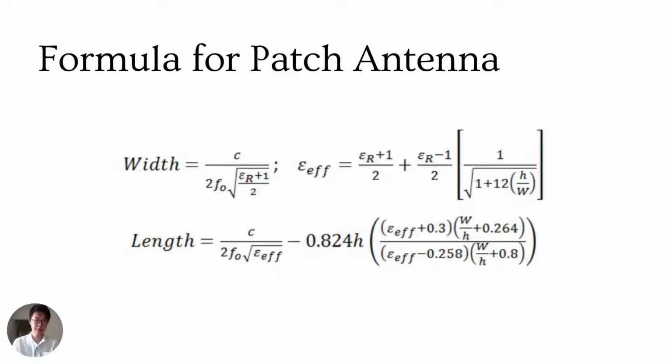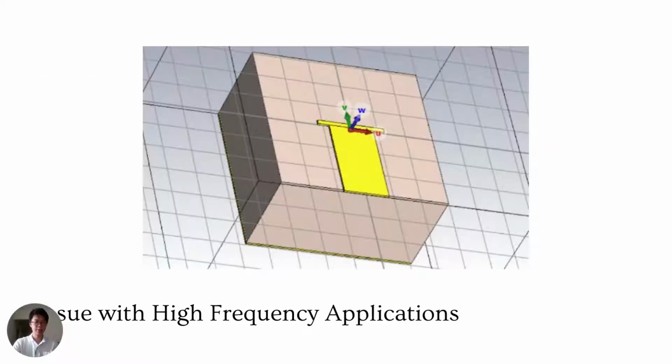So for the methodology, we'll be using the general formula of the patch antenna, which we use to calculate the width and length of the patch antenna itself on the substrate using FR4. We will have an issue, however, at high frequency applications where the feed line, you can see here, the thick yellow one, is larger than the patch itself. This is because we have a thick substrate, and then the feed has to be in a given ratio with the substrate, so it makes that big.